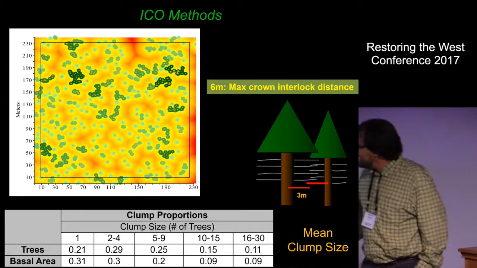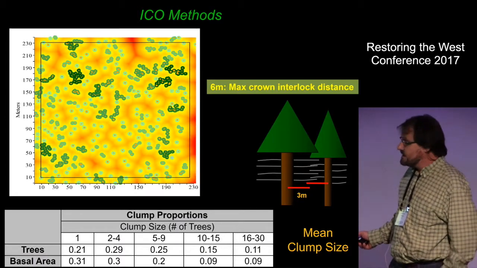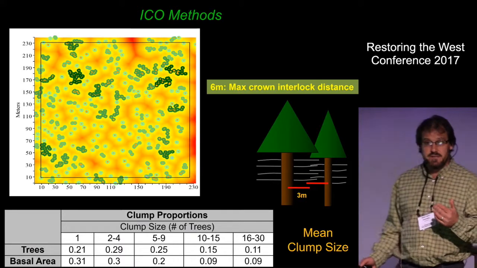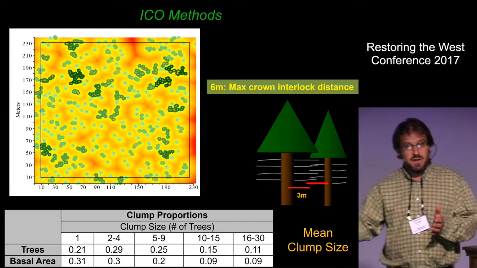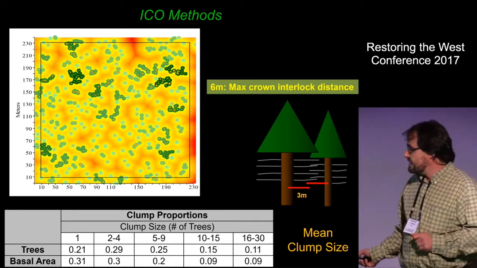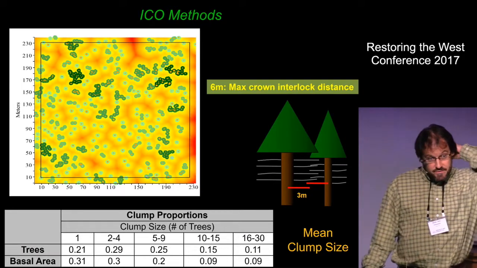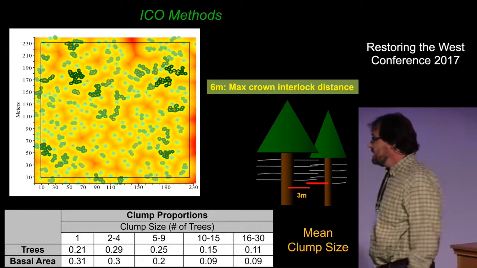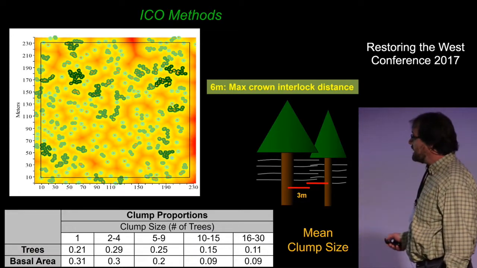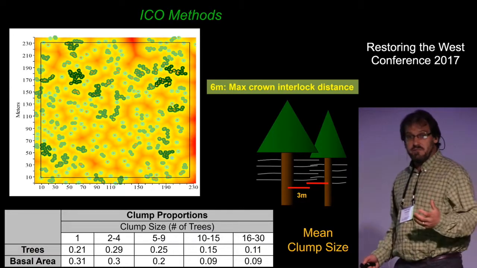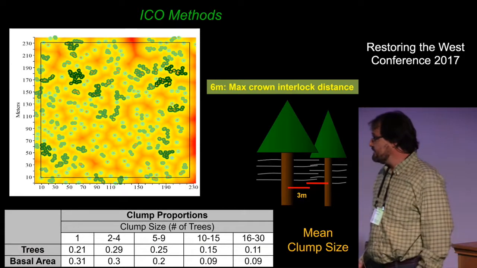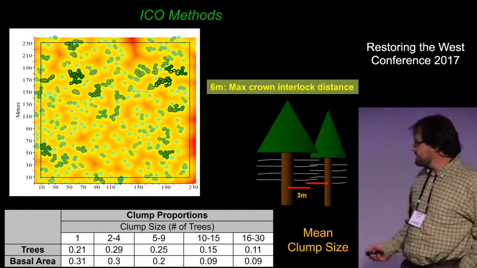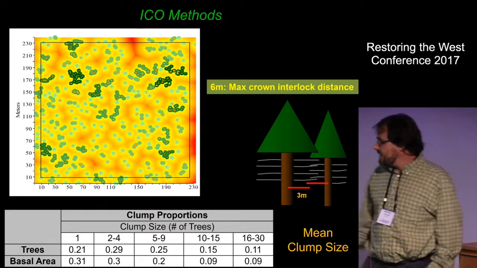So again, what we do is we take these stem maps, these historical stands, we put them through that clump algorithm, and we really focus on this 6 meter distance, about 20 feet between trees, and that allows us to quantify the percent of trees in different size clumps. It sounds a little complicated at first, but it's actually fairly straightforward. I have in this plot here, 21% of the trees are individuals, meaning they have no neighbors within 20 feet. 11% of the trees are in these large clumps, 60 to 30 trees in here, and so on and so forth.